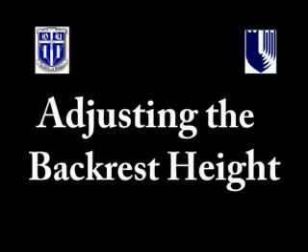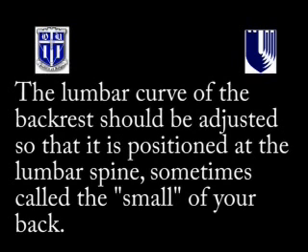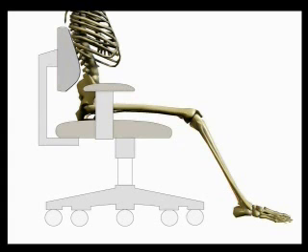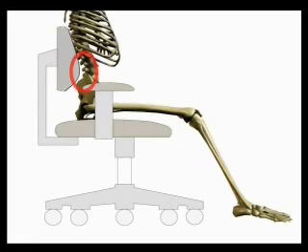Now let's talk about adjusting the backrest height. The lumbar curve of the backrest should be adjusted so that it is positioned at the lumbar spine, sometimes called the small of your back. This diagram shows where the chair cushion should be positioned in relation to your spine.